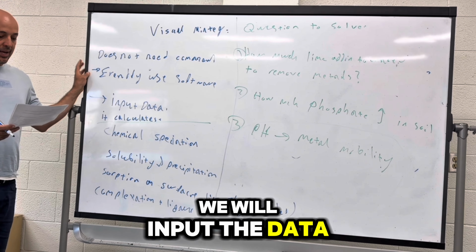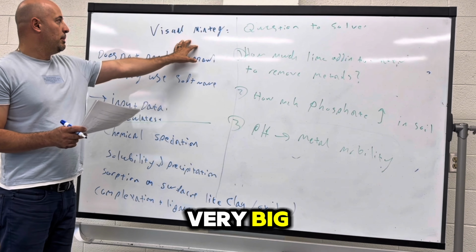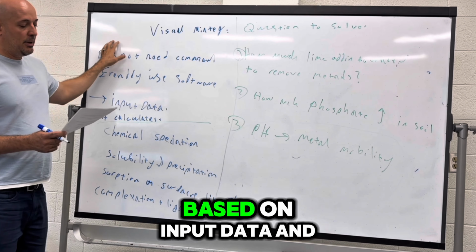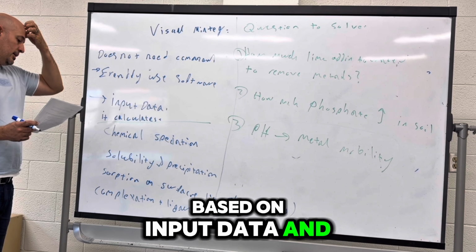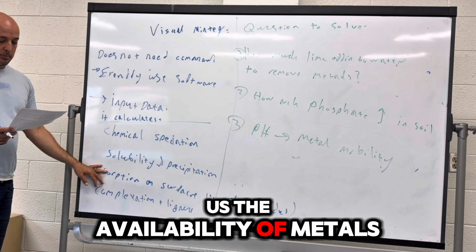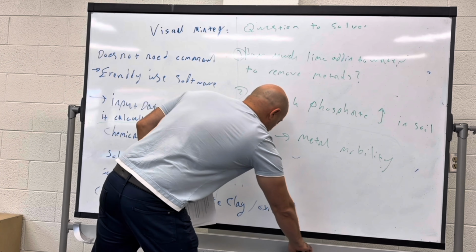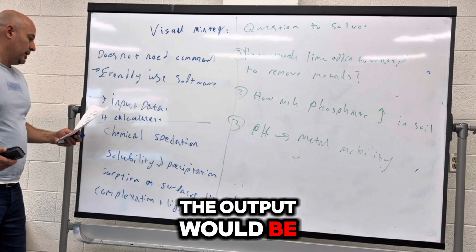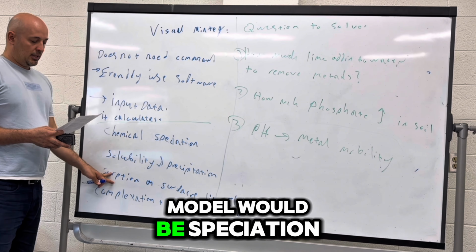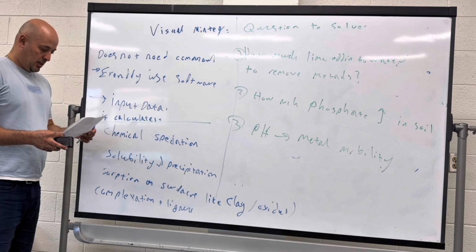We will input the data. It has a very big thermodynamic database itself, and it will calculate based on input data and thermodynamic condition. It will calculate for us the availability of metals. So the output for this model would be a speciation distribution of free ion, complexation, precipitation, and so on.